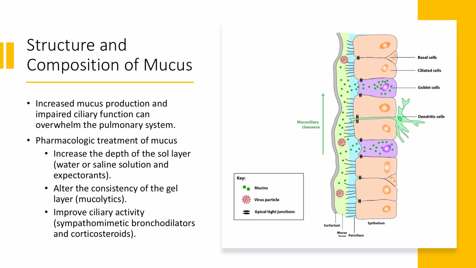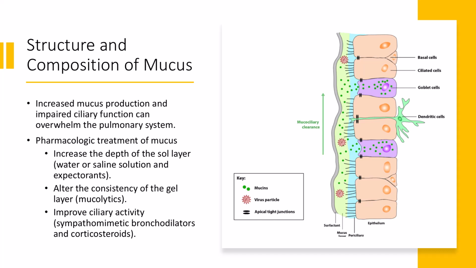When mucus production increases excessively due to infections, allergies, or chronic conditions like chronic obstructive pulmonary disease or cystic fibrosis, it can overwhelm the respiratory system. This thick, excessive mucus can block airways, reducing airflow and making breathing difficult. Blocked airways can limit oxygen intake and carbon dioxide expulsion, leading to hypoxemia and hypercapnia. This stagnant mucus becomes a breeding ground for bacteria, increasing the risk of secondary infections like pneumonia.